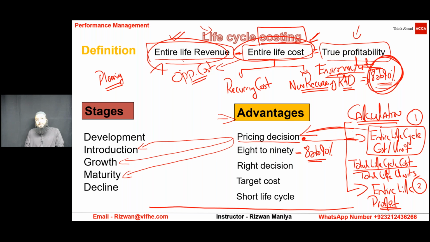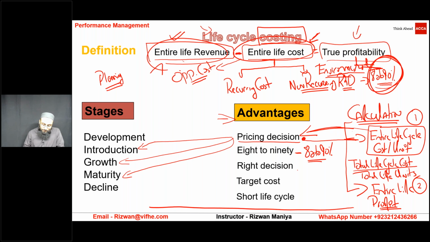So, just listen and note down. For products whose major cost is incurred in the early phase, life cycle costing is really good, because if you are incurring major costs in the early phase, you have a very good opportunity to reduce that cost in the early stage as well.